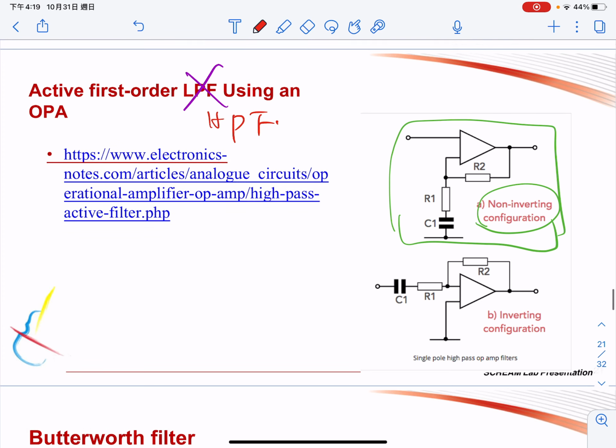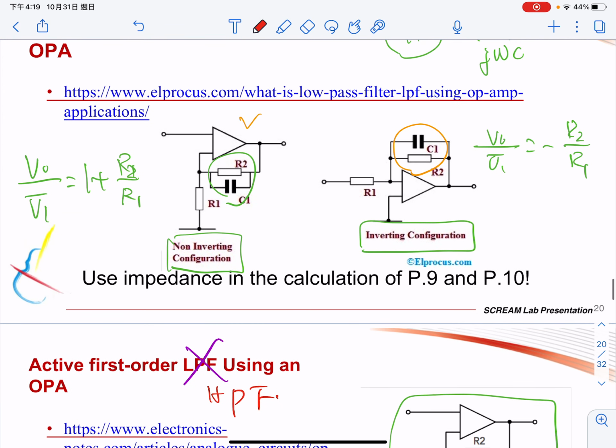So let me show you the other way around. For example, if we use the inverting configuration, this is the one, also a low pass filter. Let me try to do this again for you. This is the one.